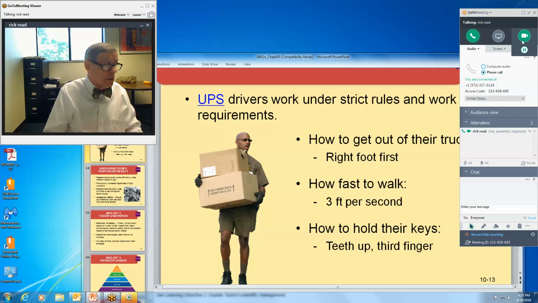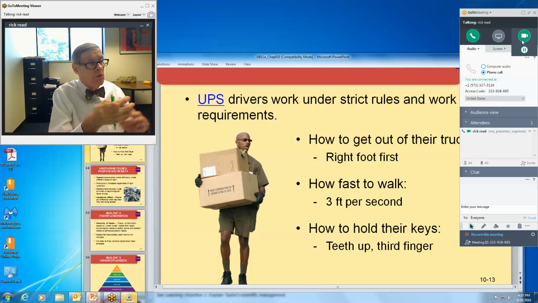Now, what you see displayed in the text, and you see this gentleman here, a UPS employee, you can see him on page 271 in your text. UPS still follows or uses Taylor's principles of scientific management. And look at what they tell their drivers, their delivery people. How you get out of the truck, how fast to walk, what finger you carry the key ring on, etc., and how the keys are carried.